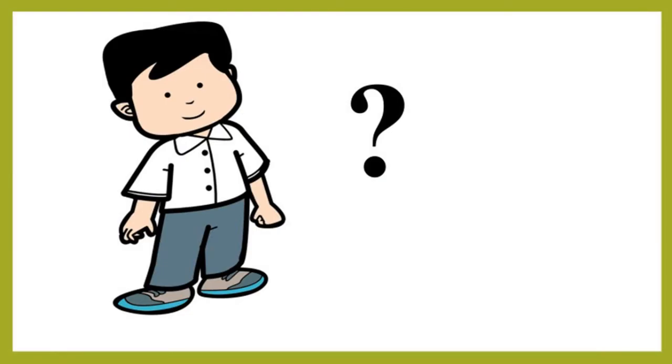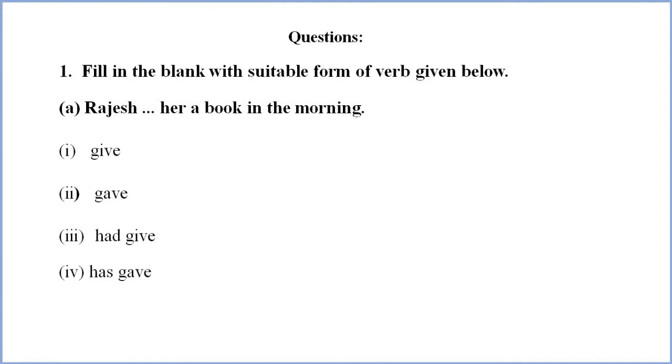Students, now it's time to see what we have learned from the tenses taught in this module. Fill in the blank with the suitable form of verb given below. So your first question is, Raheel dash her a book in the morning. Options to fill this statement are give, gave, had gave or has gave. The correct option is gave.